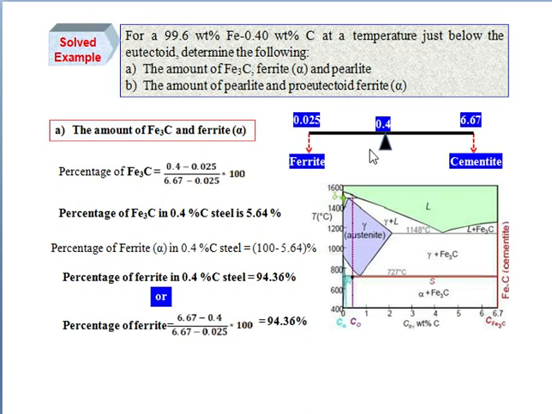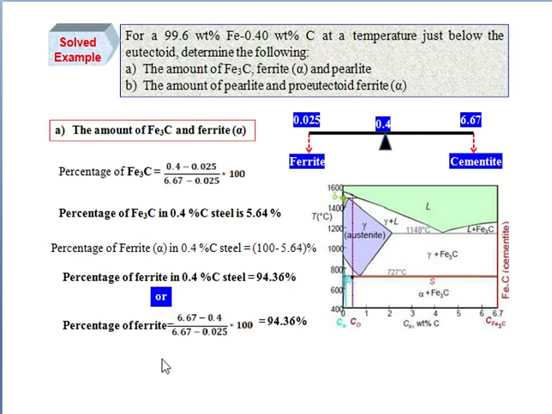By applying lever rule, percentage of iron carbide is equal to (0.4 minus 0.025) by (6.67 minus 0.025) multiplied with 100. Percentage of iron carbide in 0.4 percentage carbon steel is 5.64 percentage. Percentage of ferrite in 0.4 percentage carbon steel is equal to 100 minus 5.64 percentage. That becomes 94.36 percentage.